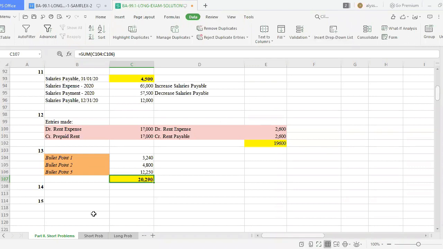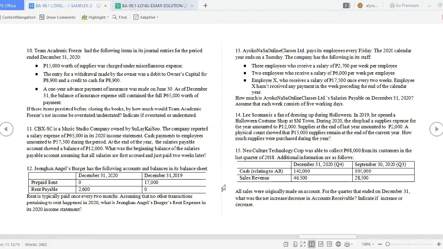Okay, we're down to our last two short problems. So let's proceed. Number 14. So Lee Suman is a fan of dressing up during Halloween. In 2019, he opened a costume shop. And in 2020, the shop had a supplies expense for the year amounting to 12,000.